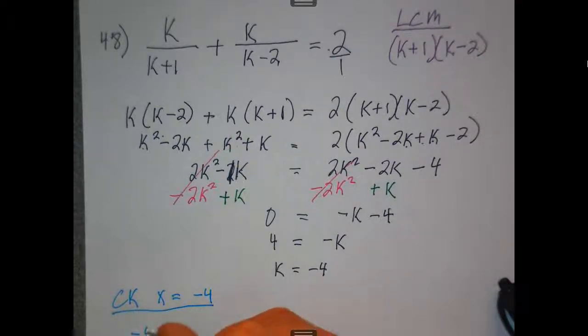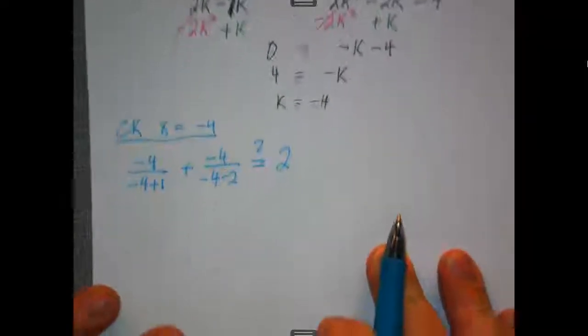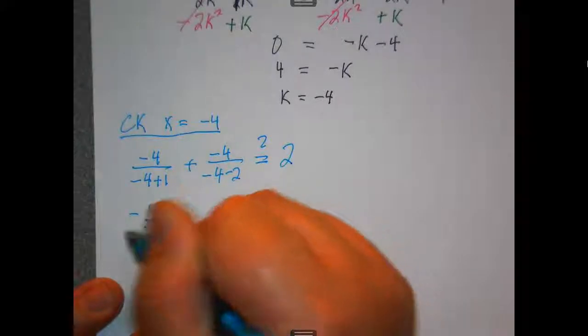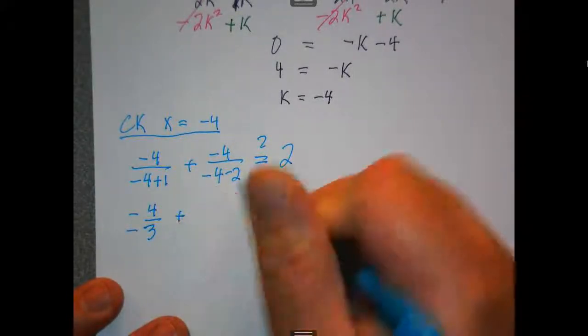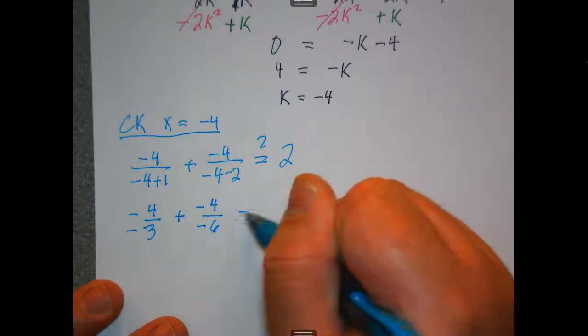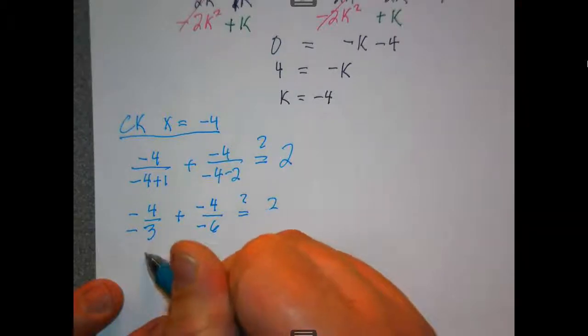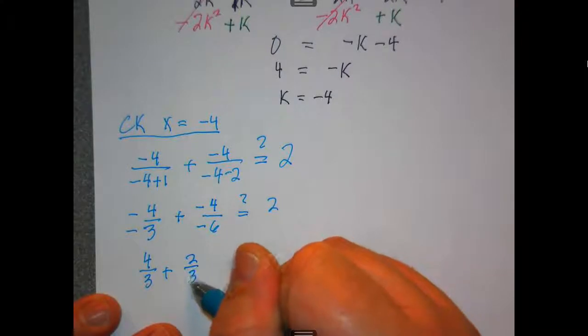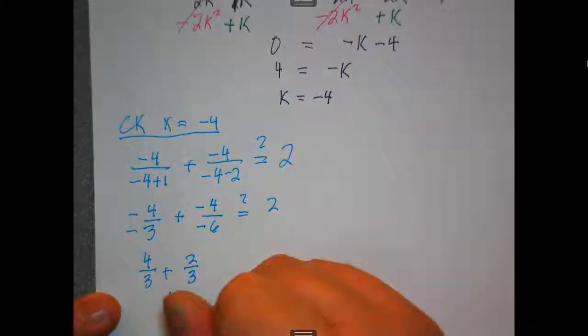Does negative 4 over negative 4 plus 1 plus negative 4 over negative 4 minus 2 equal positive 2? Okay, negative 4 over negative 3 plus negative 4 over negative 6. Does that equal 2? See, 4/3 plus 2/3 equals 6/3, which equals 2.